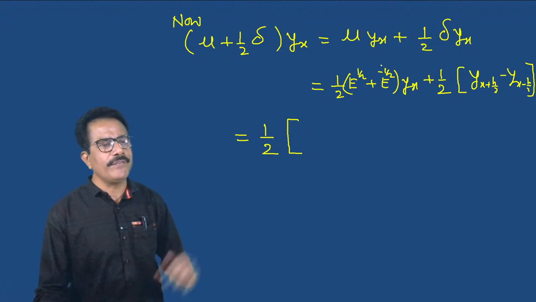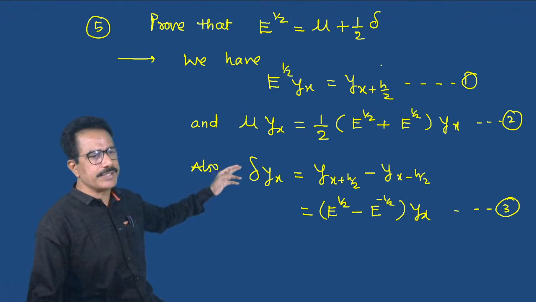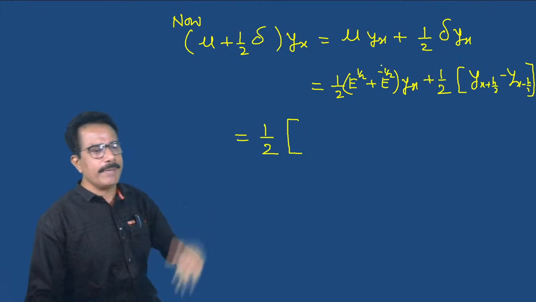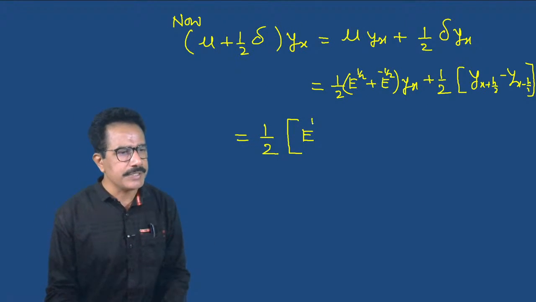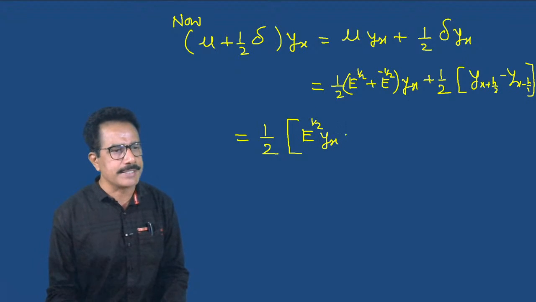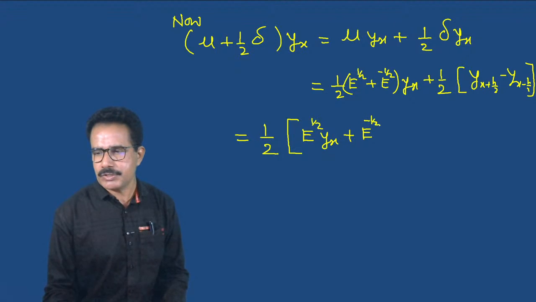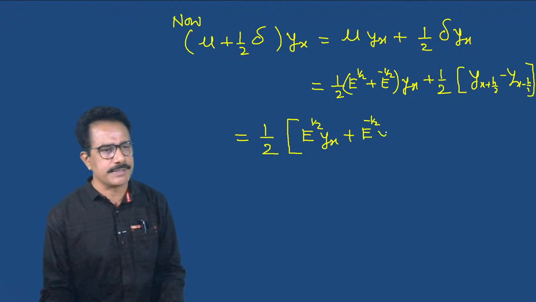This is mu of yx. mu ची परत डेफिनेशन पहा, 1 by 2 आणि 1 by 2 कॉमन घ्या. So we can write e raised to 1 by 2 yx plus e raised to minus 1 by 2 yx.